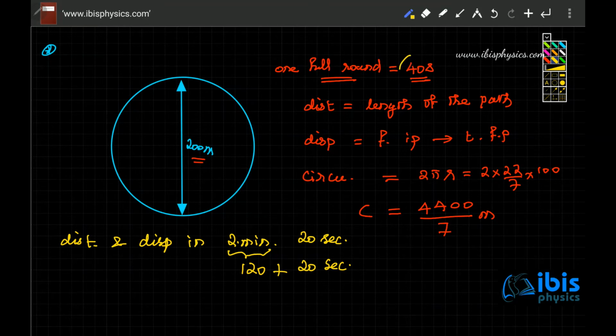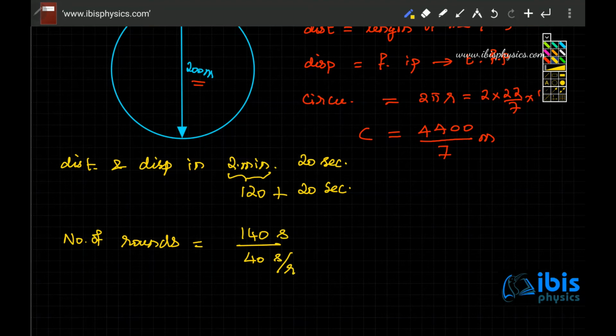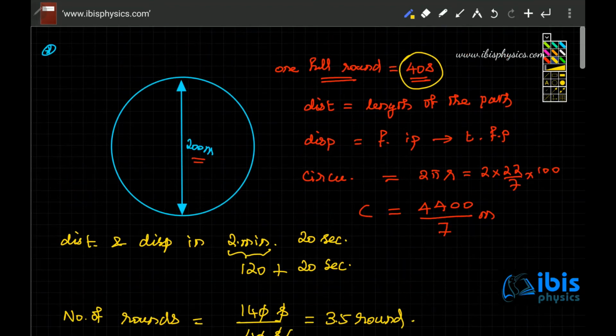In 140 seconds, how many full rounds are there? Total time divided by the time for one complete round gives the number of rounds. So the number of rounds is 140 seconds divided by 40 seconds per round, which gives 3.5 rounds. Suppose he starts from here, he moves around once, then twice, then thrice, and then comes back to this point. So his initial position is here, and his final position is here after 3.5 rounds.